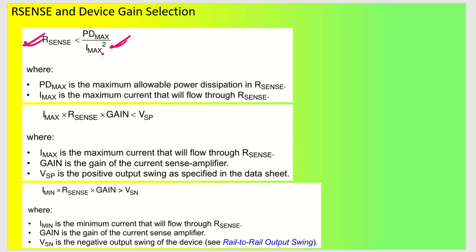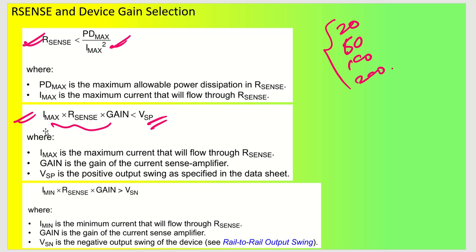Coming back to the gain settings, let us say which device we should use, like 20 gain, or 50 gain, or 100 gain, or 200 gain. That depends on this. Let us say we have a maximum swing voltage on the positive side, VSP, so this must be greater than the maximum current multiplied by R sense into gain. So this must be lesser than the VSP.